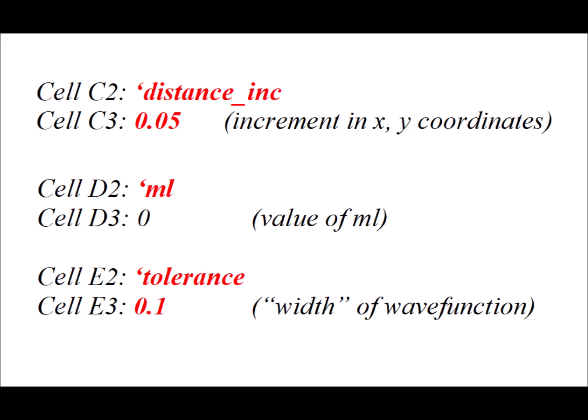In cell D2, we type apostrophe m sub l, and then in cell D3, we put a numerical integer value. We're starting off at 0. This is the actual value of m sub l. In cell E2, we type apostrophe tolerance, and then in cell E3, a good sample numerical value is something like 0.1. This is going to be the thickness of the wave function when we show it using the chart surface style.